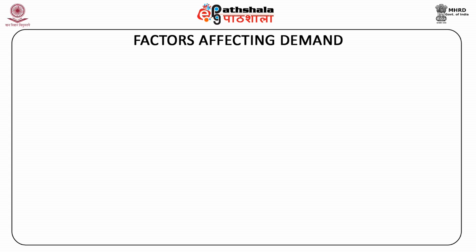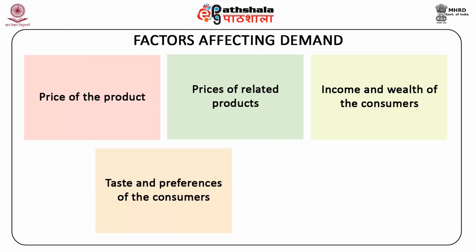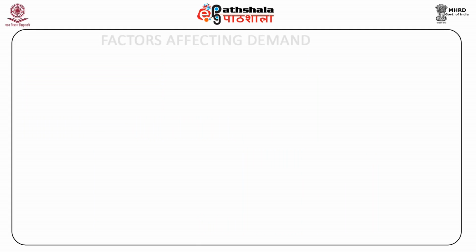There are five main factors which affect the quantity demanded of a product by each individual consumer, namely price of the product, prices of the other or related products, income and wealth of the consumers, taste and preferences of the consumers, and various individual specific or environmental factors. The above factors are also known as the determinants of demand.